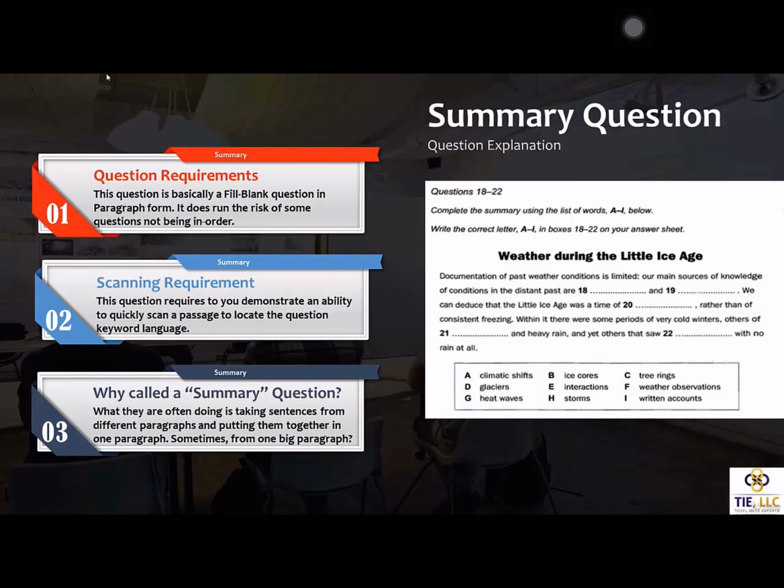Now, it is possible that the entire summary comes from one big paragraph, where the paragraph might have 7 or 8 sentences that they have condensed down to only 3 sentences, combining information from 2 sentences into 1 sentence and summarizing or condensing information. So it's important for you to understand why it's called a summary question, so that you're able to better attack the question and understand what's happening here.